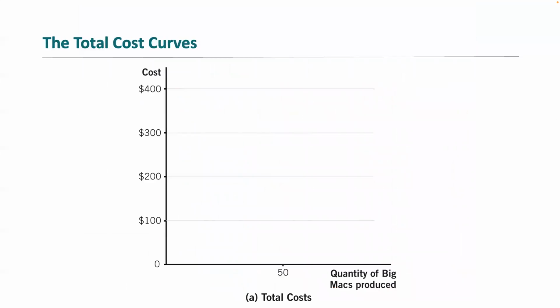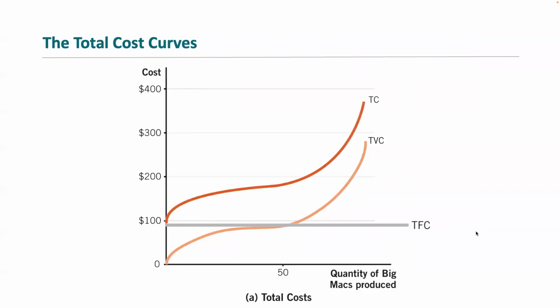This graph is going to show you our total cost curves. So we have our cost on our y-axis and our quantity of Big Macs that we're producing on our x-axis. You can see that our total variable costs are a little bit of a wobbly line because they go up and then they start to go down per unit. Our total fixed costs are going to stay the same regardless of production. And our total costs are just going to be the sum of our variable and our fixed costs together.